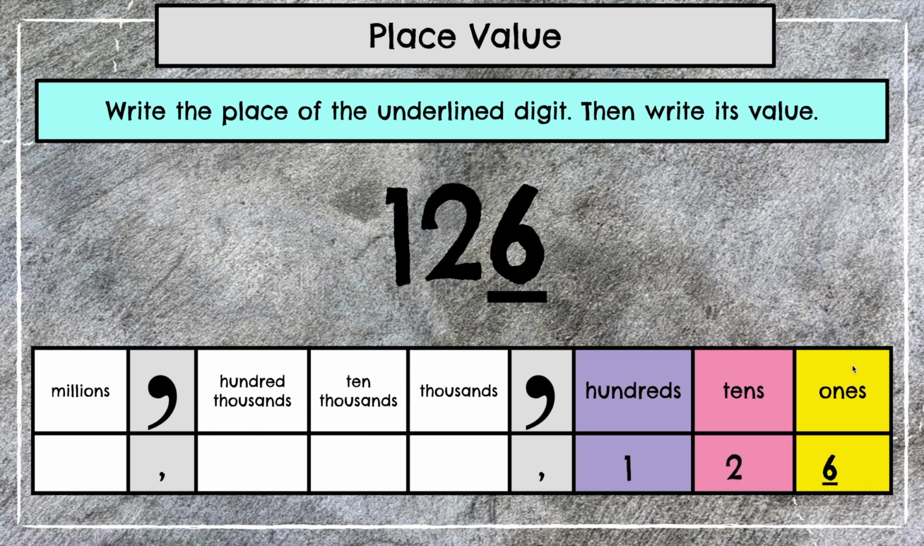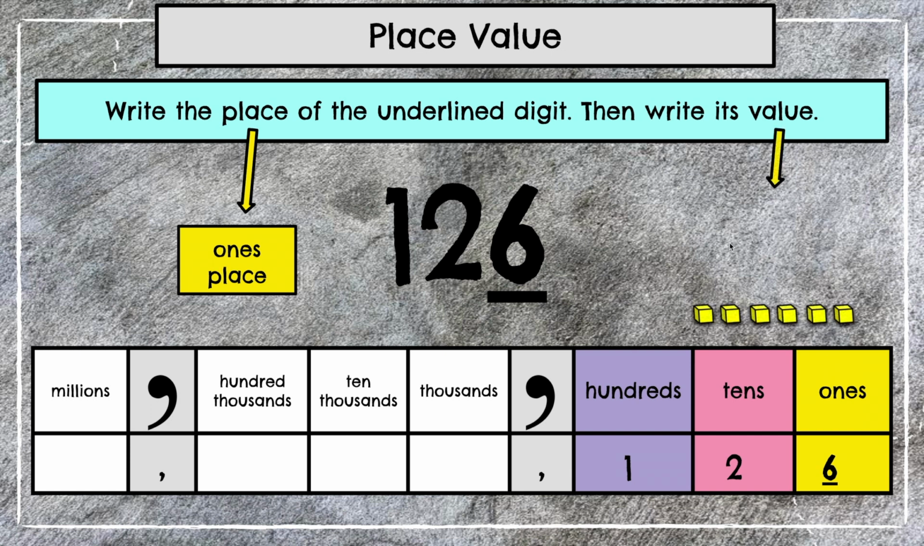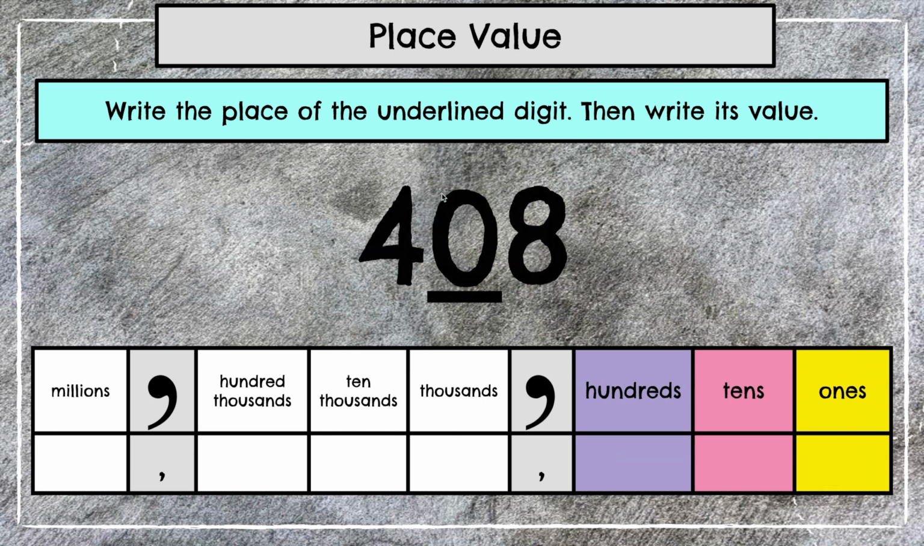126. We notice that the 6 is in the ones place. Let's write the ones place. Now let's write the actual value of this 6. This 6 is in the ones place, which simply means 6 ones. So this 6 is worth 6.